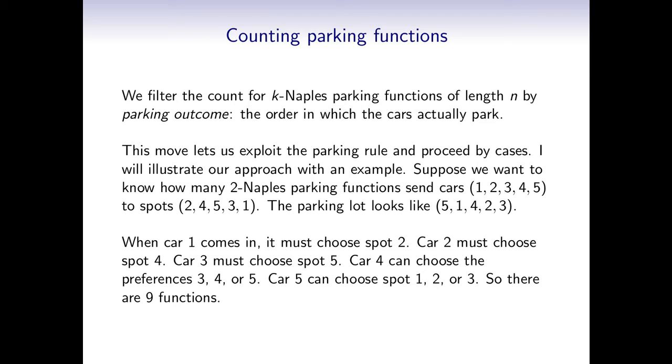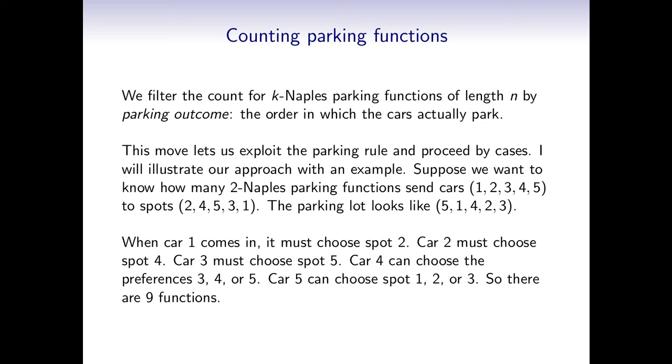Now car 3 has to choose the 5th spot, but now it has two choices. It can either have wanted to park there, or have wanted to park in spot 2 and moved forward. But in that case, it would have backed up into spot 3. So again, there's only one option. Car 4 has some choices. It can choose 3, 4, or 5.